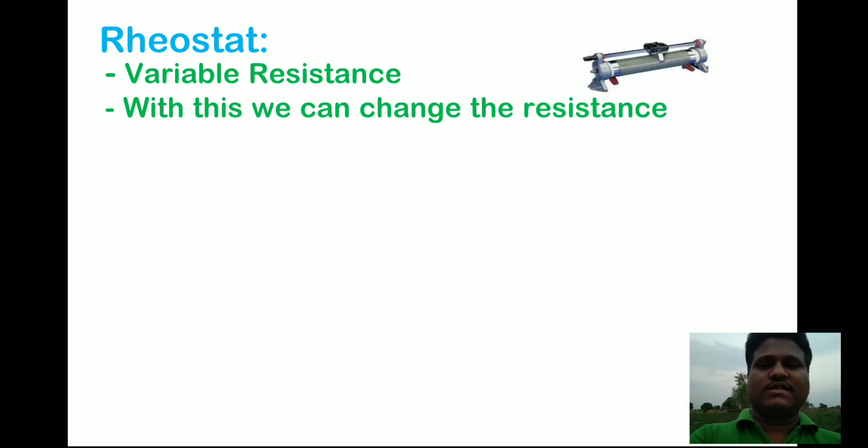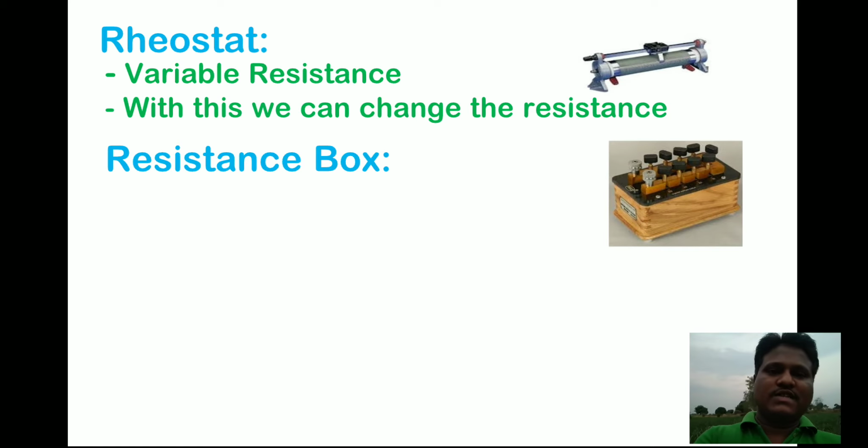Then we have a rheostat, that is a variable resistance. We can change the resistance of a circuit with the help of this instrument. You are observing the black insulator kept on the cylindrical shape. We can move that black insulator so that the resistance of a given circuit can change.